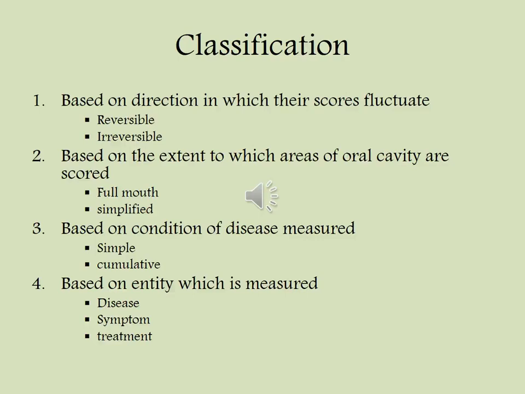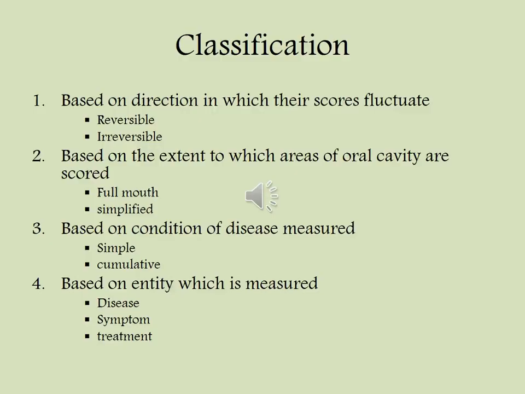The second classification is based on the extent to which the areas of the oral cavity are scored. They are classified as full mouth index and simplified index. Full mouth index is an index in which all the teeth present in the oral cavity are examined, and simplified index is the index in which only selected teeth are examined.